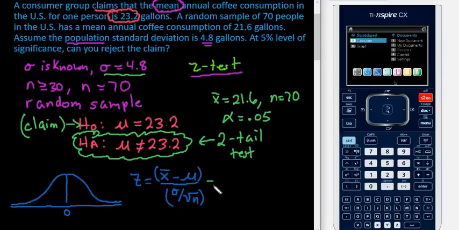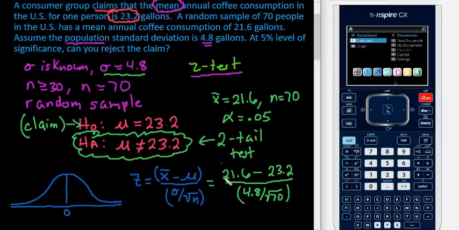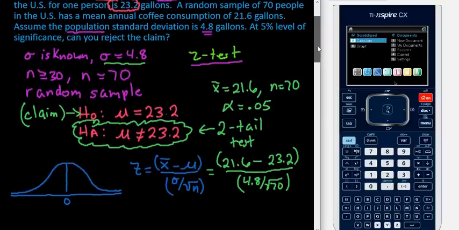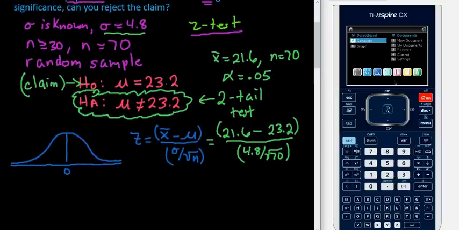So let's plug in all of our values. X bar is 21.6. The mean is 23.2. And then we would have 4.8 divided by the square root of 70. And like I said, your calculator is doing this entire calculation for you when you run the z-test in your calculator. So what I'm going to do is open up a calculator screen.